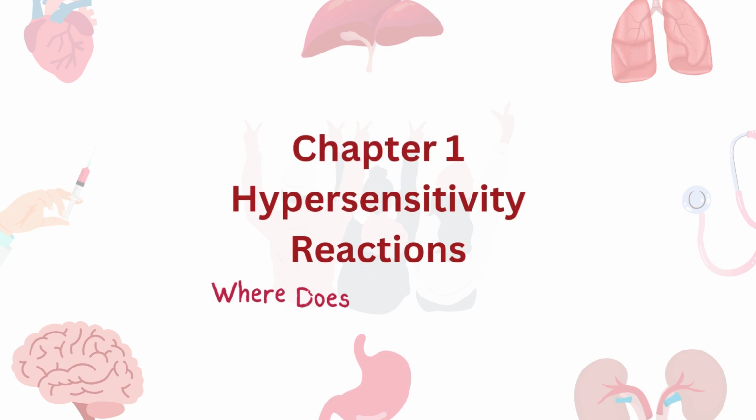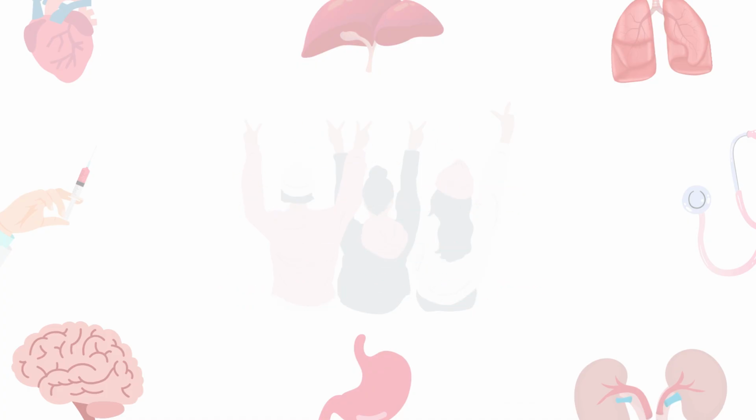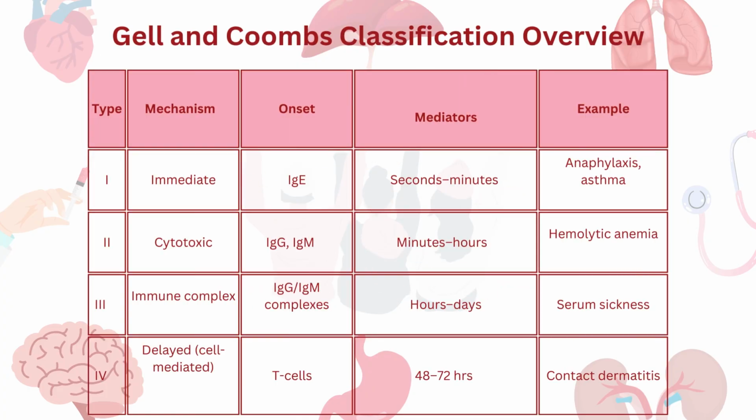Reactions, focusing on type 1 hypersensitivity, which is the root mechanism behind anaphylaxis. Let's begin with the Gell-Coombs classification. The Gell-Coombs system classifies the hypersensitivity reactions into four types, which are based on the immune mechanism that's involved. Remember that each type has its own unique immunopathology, triggers, and clinical examples.